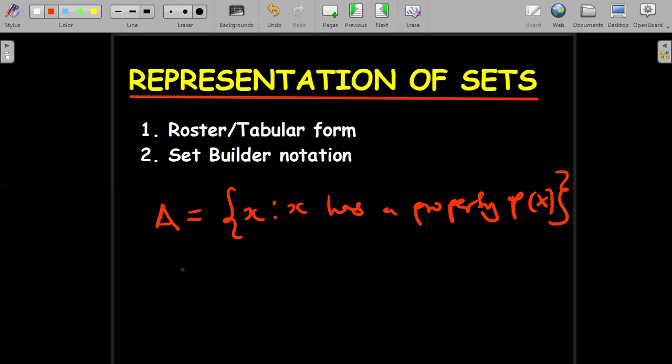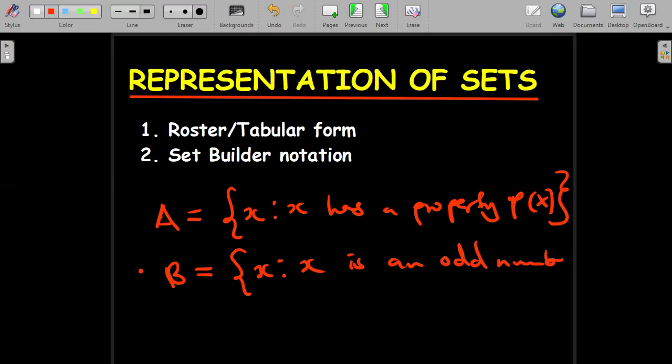Then we can look at a less arbitrary example. Let's say we have the set B, and we're saying B is a set of X such that X is an odd number. So here we've described the property which we're talking about, that X is an odd number. So if I was to list out the elements of this set, I only have to list down the odd numbers.